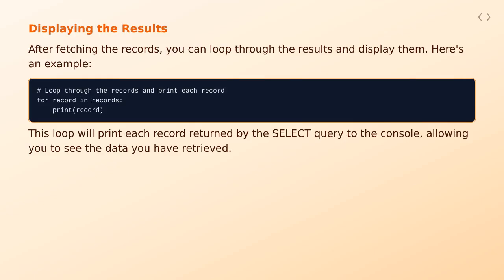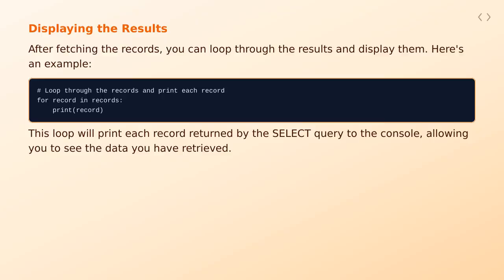Next, displaying the results. After fetching the records, you can loop through the results and display them. Here's an example. See the example on this slide. Pause if you want to study the details. This loop will print each record returned by the select query to the console, allowing you to see the data you have retrieved.